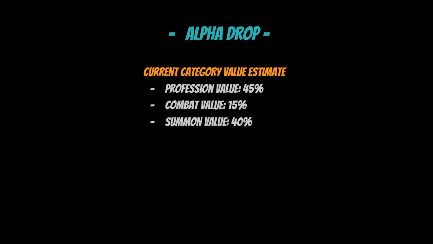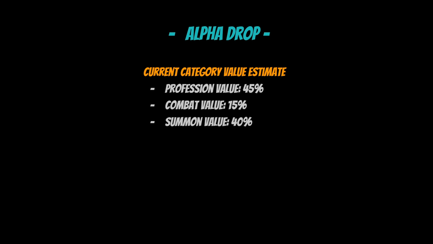So right now, people are only placing an approximate 15% weightage of the value of the combat stats that go into the price of the hero. And lastly, the summon value is pretty much constant because we can summon right now. And the summon value of a hero is something that most people in the game are aware of right now.